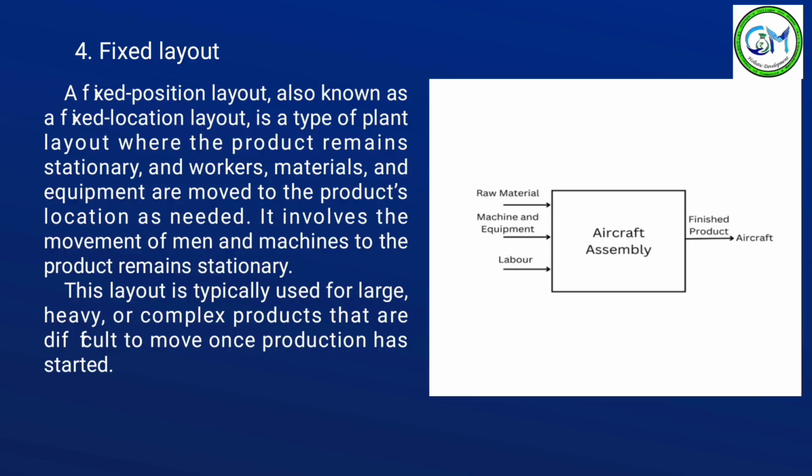If we see the chart here, we fix the aircraft assembly at one place, and the other things that are required to produce the final aircraft are moved to the product location, and finally we produce the product. This type of layout is the fixed type of layout.